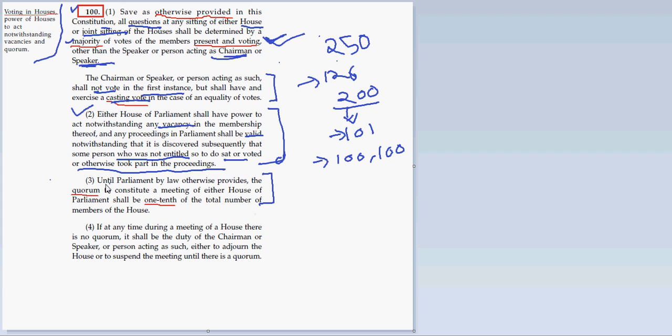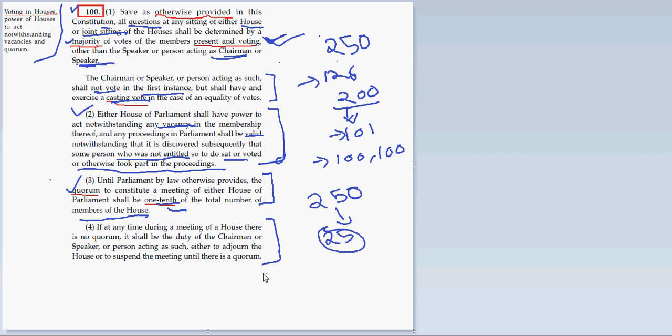Next, clause 3 says until parliament by law otherwise provides, the quorum to constitute a meeting of either house of parliament shall be 1/10 of the total number of members of the house. What this means is that, let's take a case of Rajya Sabha. Rajya Sabha is 250 members. This makes the quorum 25. That means at any sitting of Rajya Sabha there has to be 25 people sitting, or else voting or any kind of proceeding should not be allowed. That's the meaning of quorum. That is 1/10. That's what you should remember.